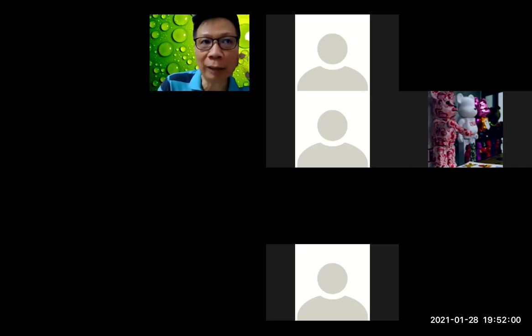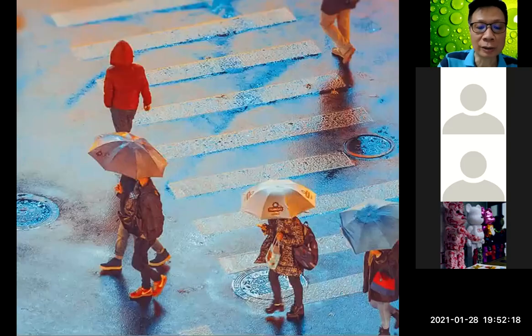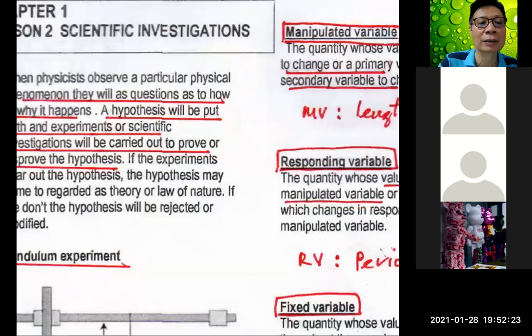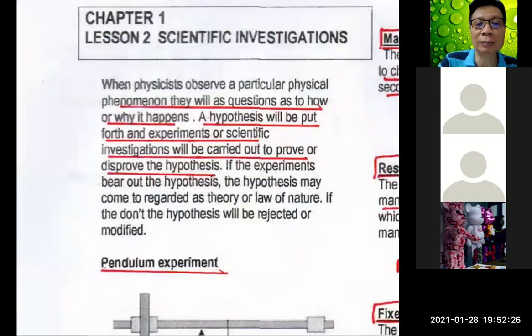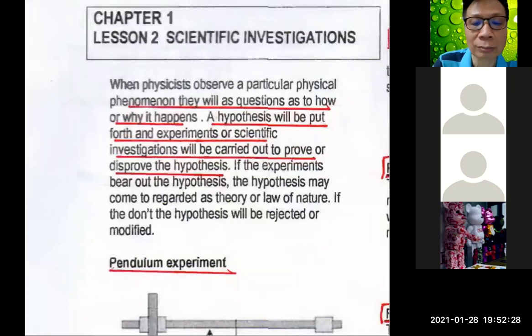Okay, come. Tonight's lesson we start with Chapter 1, Lesson 2, Scientific Investigation. I start sharing the paper with you now. There will be a lot to learn tonight, a very long lesson. Now you look here. You have this paper now. Can you all see the screen or not? Please report if you can see. Can you hear me?